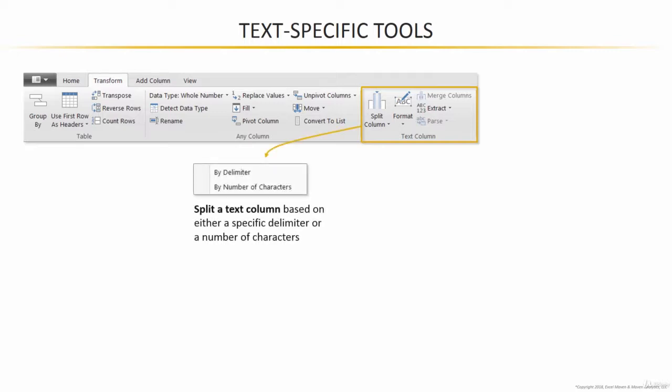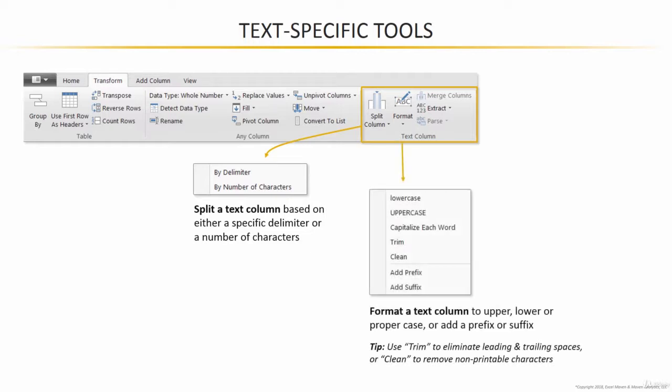For one, we can split up a column based on a specific character or delimiter, or based on a number of characters. We can format any of our text columns using basic formatting options like lowercase, uppercase, propercase, which is capitalizing the first letter of each word, or we can use tools like trim, which eliminates leading and trailing spaces, or clean, which does the same thing and also eliminates non-printable characters.